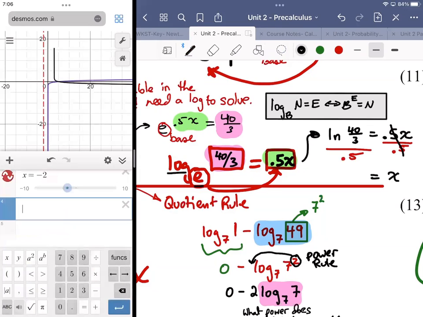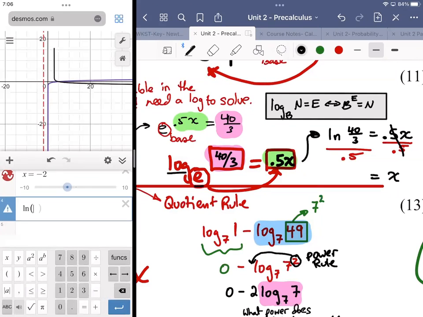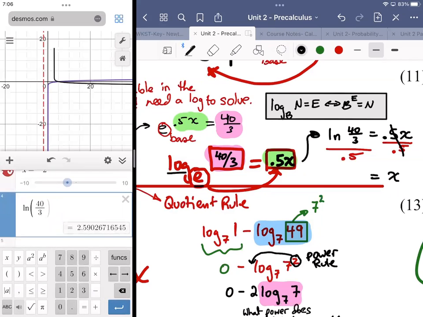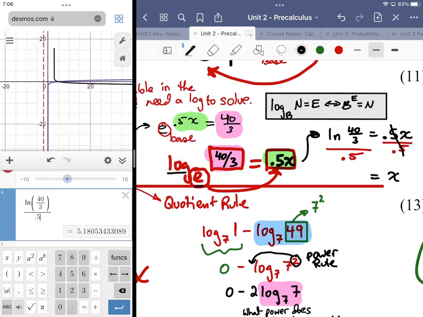So I'd say ln(40 divided by 3), that answer divided by 0.5. And now we have our result of about 5.1805.